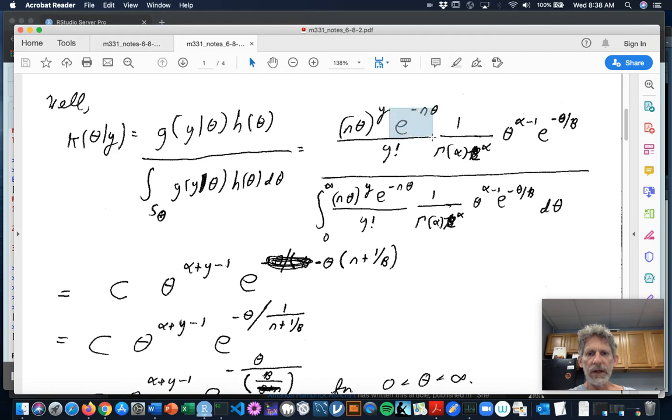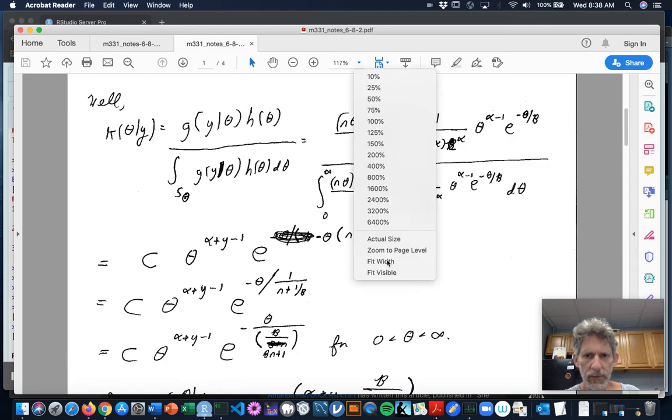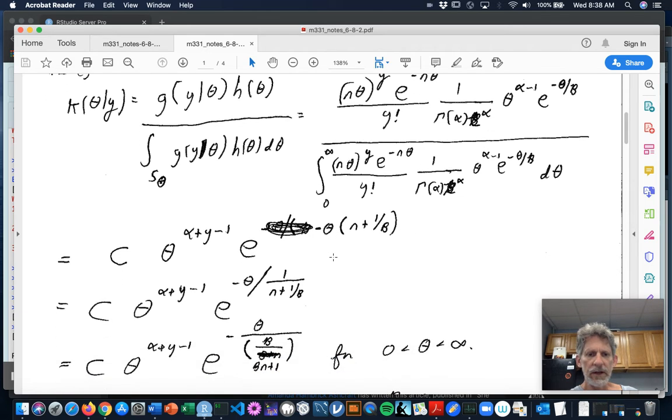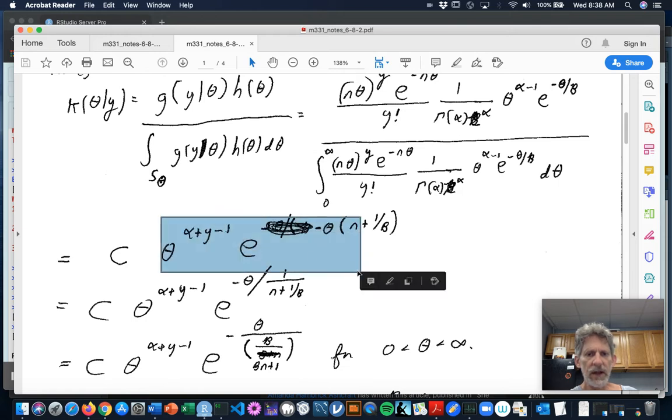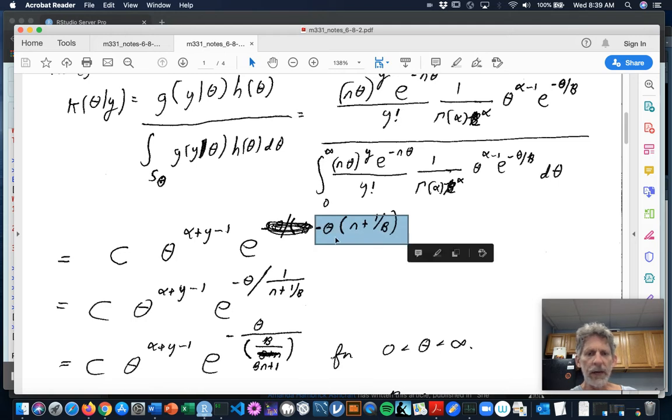I also see e to a couple of things involving theta, and so I'm going to use the property of exponents to gather them together. I'm also factoring out the common theta to get this expression here. So everything else does not depend on theta, so I just call it a number C. Now I do a little bit more work on this power of e. I'm going to write the n plus 1 over beta as 1 over its reciprocal.